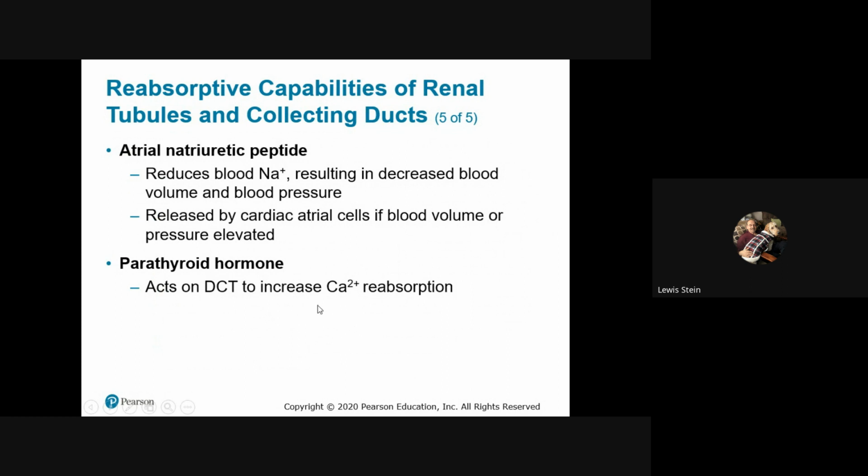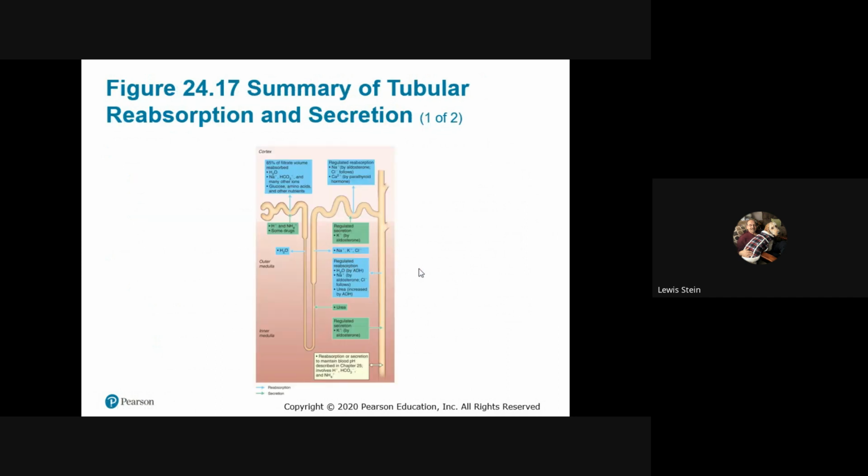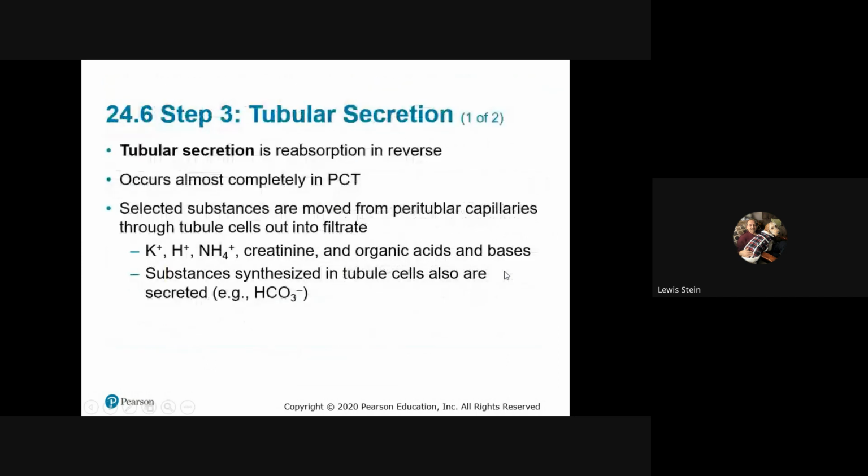Okay, and parathyroid hormone, that's different. We're going to be looking at that in endocrine, for those of you in phys class. It's there, and it's a nice little chart that you can glance at.